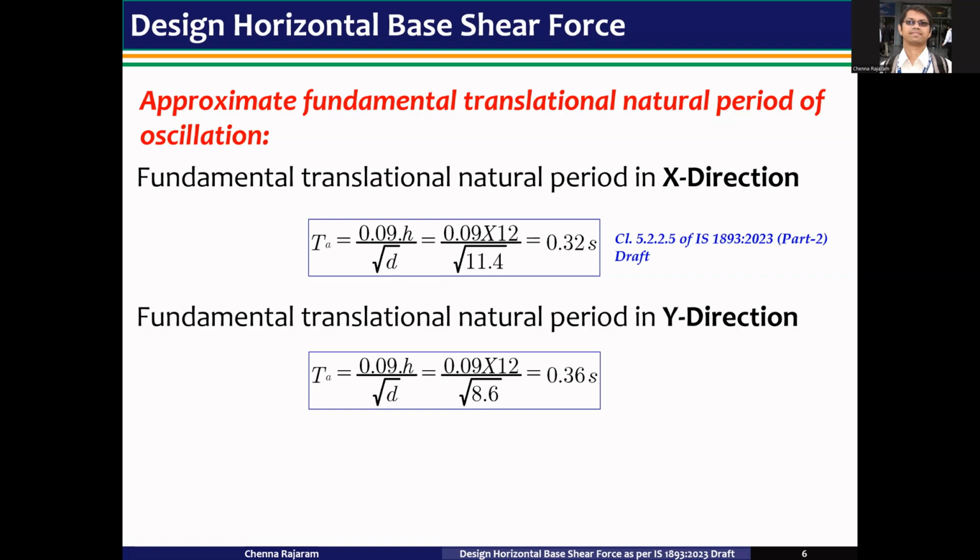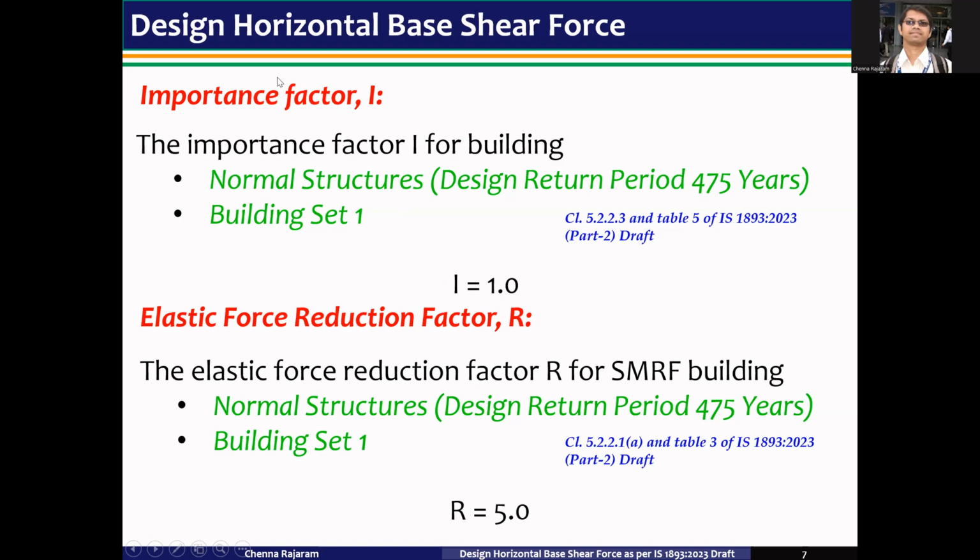In this analysis, I consider the Ta, that is the fundamental translational natural period equation. Ta is equal to 0.09 h divided by root d. Here, h is considered as the total height of the building, which is 12 meters, and d is the width along x direction, that is 11.4 meters. From this calculation, Ta is obtained as 0.32 seconds in x direction. Similarly, in y direction, the width d value is considered as 8.6 meters, and the Ta value is 0.36 seconds along y direction. Next step is the importance factor.